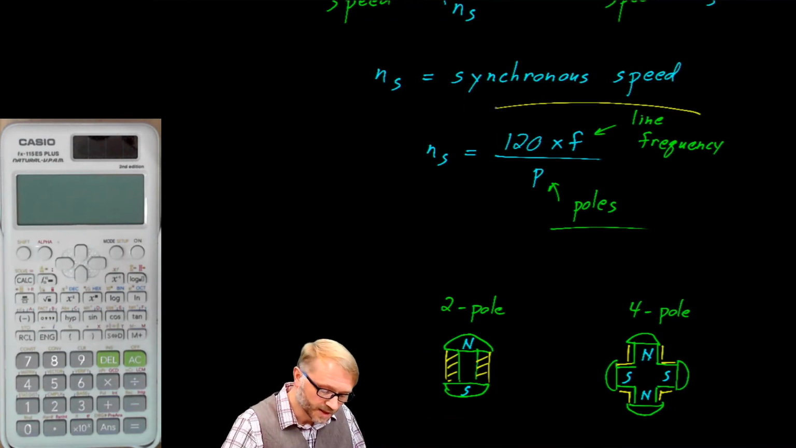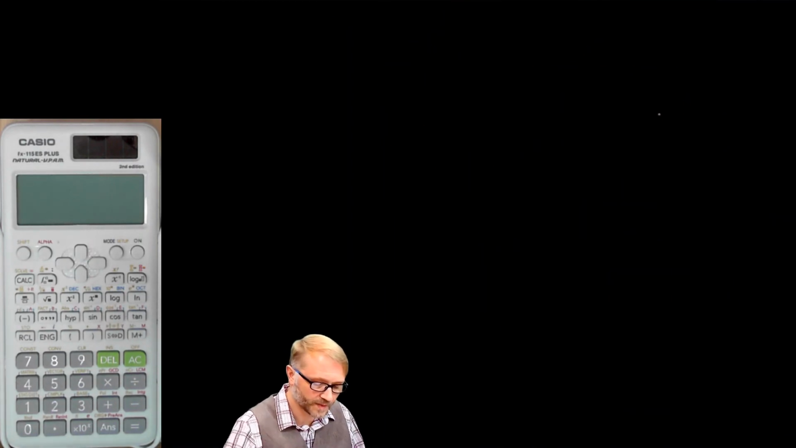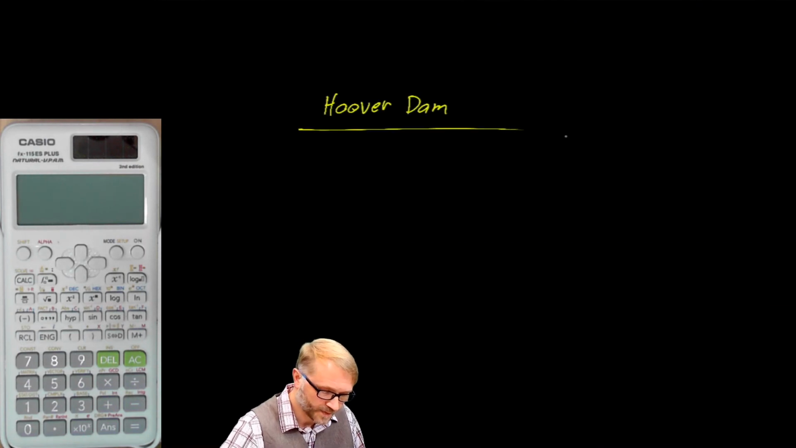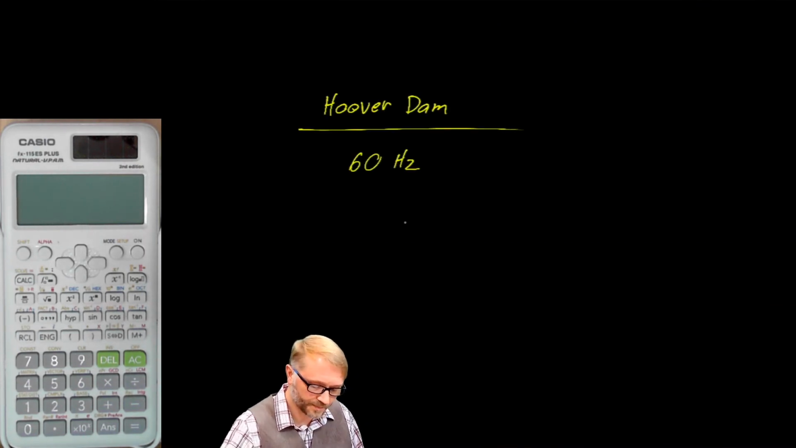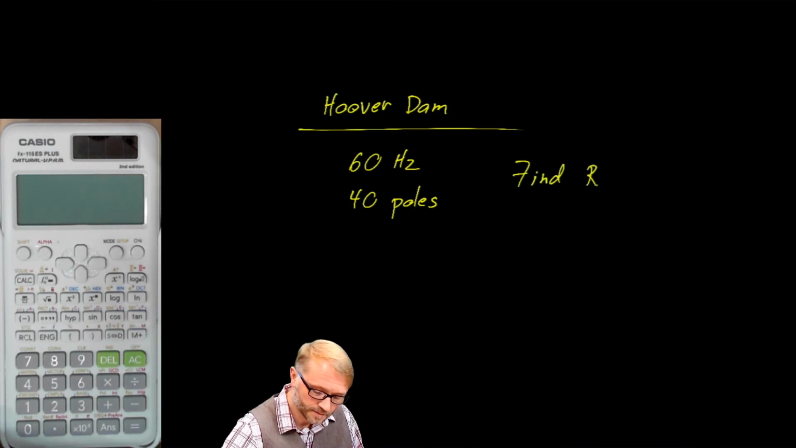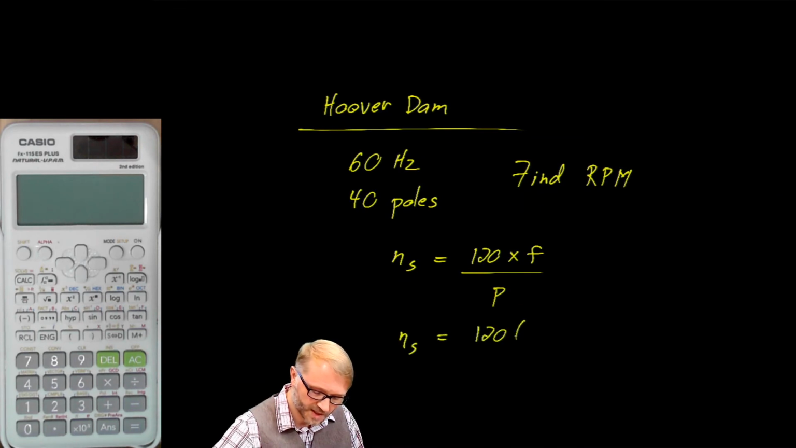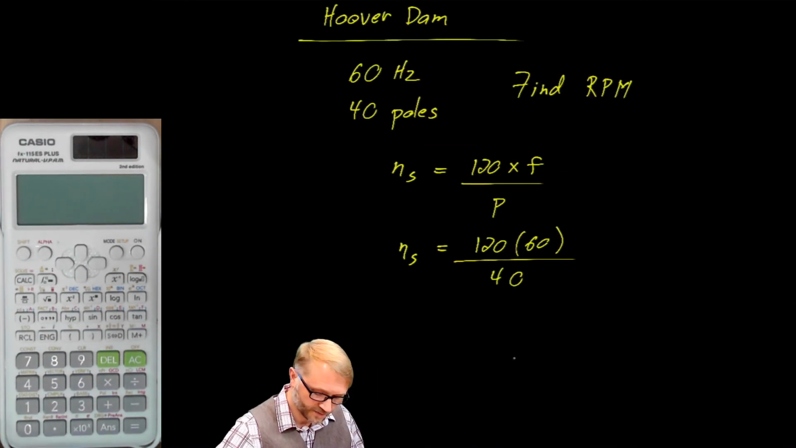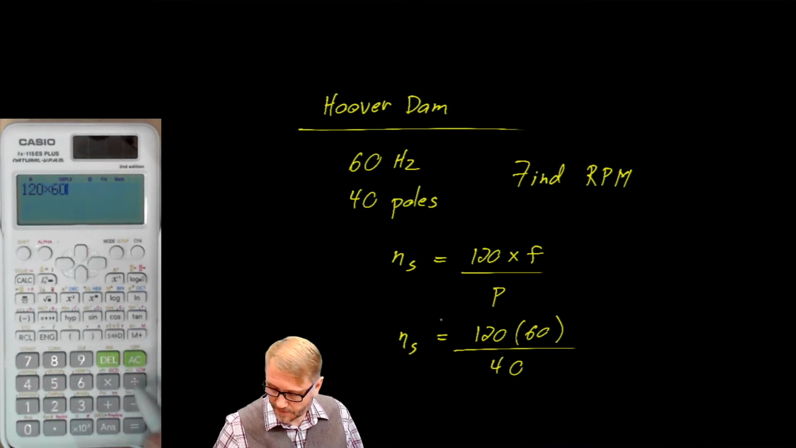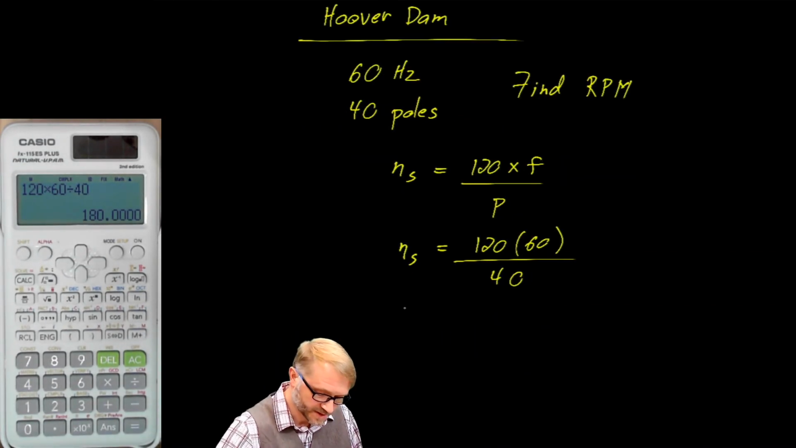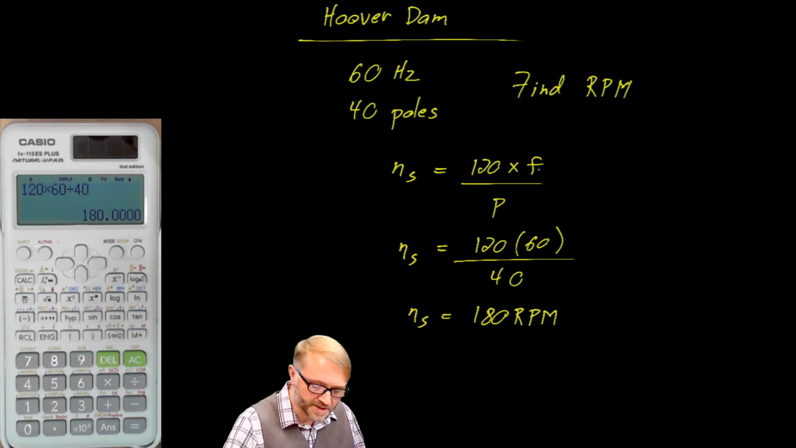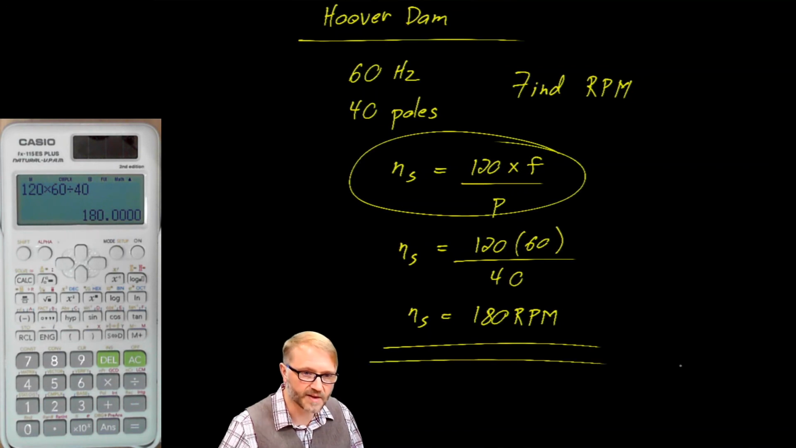As we wrap up this discussion, let's look at how this equation is used. Consider the Hoover Dam. There you'll find a 60 Hertz machine that has 40 poles. Find the RPM. So the synchronous speed is 120 times F divided by the number of poles. So the synchronous speed is 120 times 60 divided by 40, which gives you a synchronous speed of 180 RPM. This equation describes the speed at which the generators are turning at Hoover Dam.